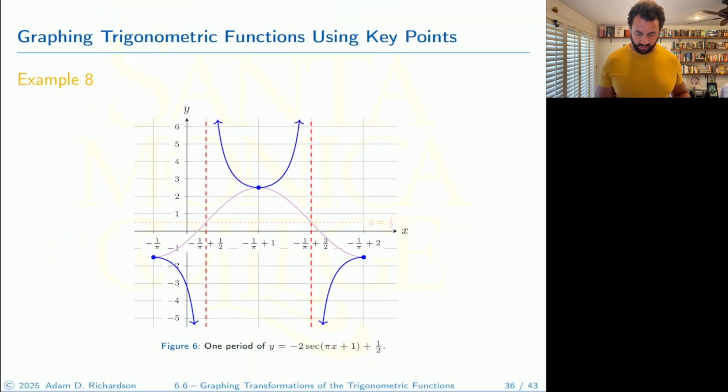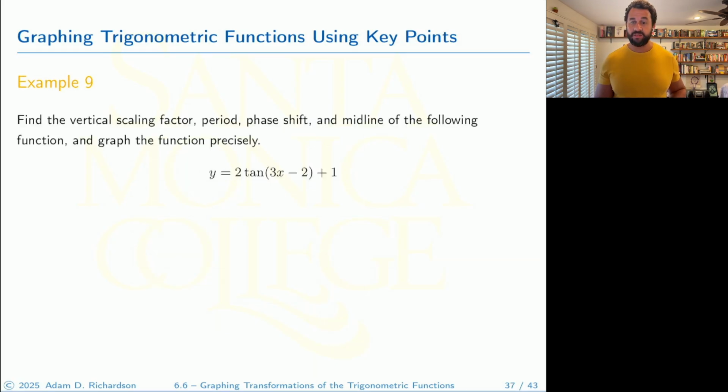That's it. So again, if you need to graph secant or cosecant, just pretend that it's cosine or sine first, graph that, and then use that reciprocal property of limits to get the reciprocal graph. Okay, now let's do tangent.